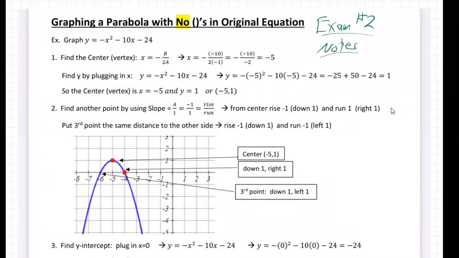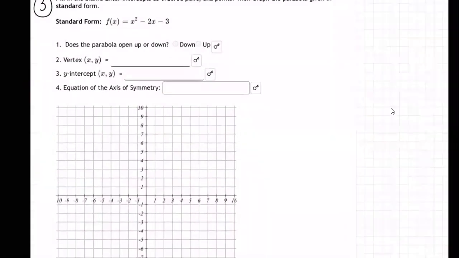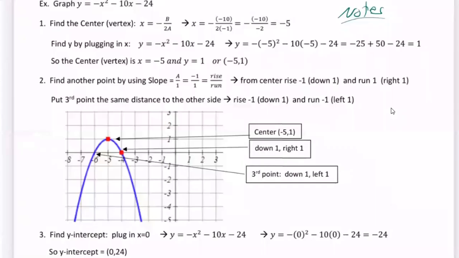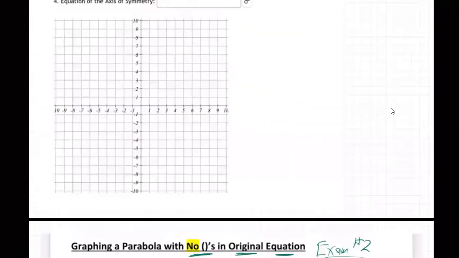And then I have provided for you exam number 2 notes. I'm going through the steps that you need to graph a parabola with no parentheses in the original equation. How do we do it? Well, what you do first off is, I better go back to the notes. First off, you have to find the center, the vertex, using the formula x equals negative b over 2a.